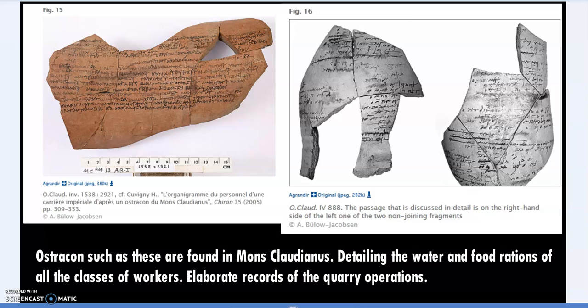But more importantly, especially at Mons Claudianus, we have a whole bunch of ostraca. So rather than paper and papyrus, it was very common to write on pottery shards and pieces of pottery. So these ostraca from Mons Claudianus especially are exquisite, detailed work records detailing the water and food rations of each of the classes of workers. They provide elaborate records of the quarry operations, how many civilians, how many slave labourers, how many professional stonemasons and soldiers to guard these sites. So essentially we have the receipts, like it's detailed records.